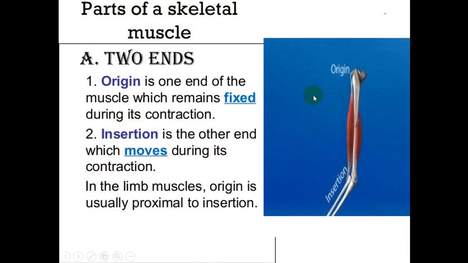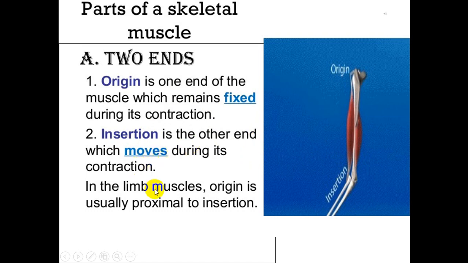So discussing the parts of skeletal muscle, it has two ends: an origin, which is usually the proximal part of a skeletal muscle, and in the majority of cases it is the fixed part during the contraction, while the other end is the insertion point, which is on the bone after the skeletal muscle has crossed a joint, and this part is the movable part during contraction.